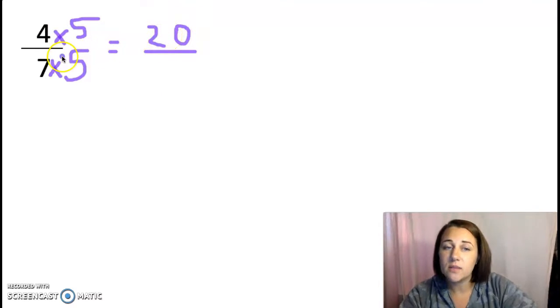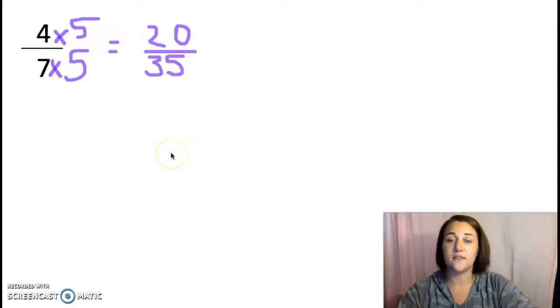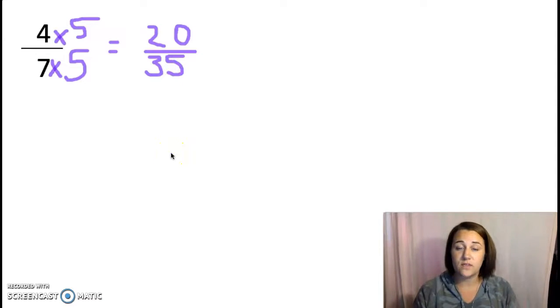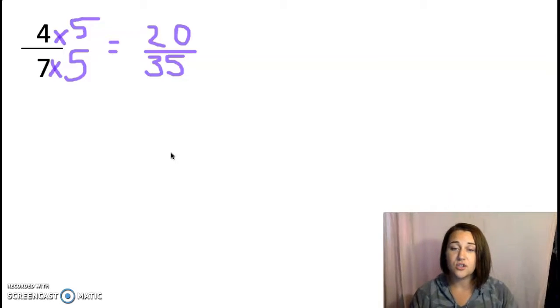Now I go to the bottom. Remember, whatever I do to the top, I have to do to the bottom. So 7 times 5. Again, I'm going to skip count by 5, but on my 7 touch points. 5, 10, 15, 20, 25, 30, 35. So 7 times 5 equals 35. And that's it. I have my equivalent fraction. 4 sevenths is equivalent to 20 thirty-fifths. Easy peasy, right? Super simple.